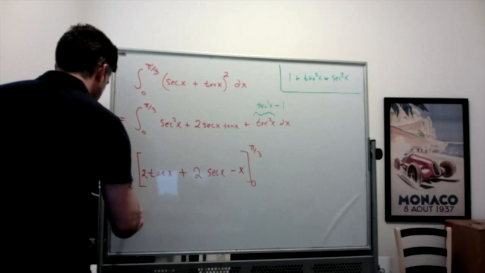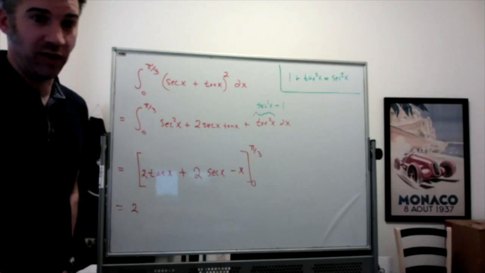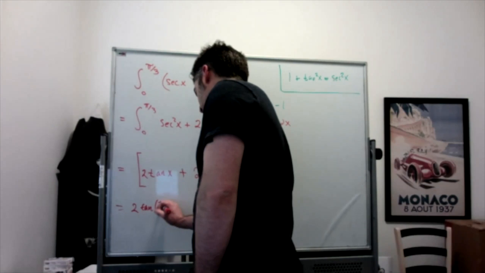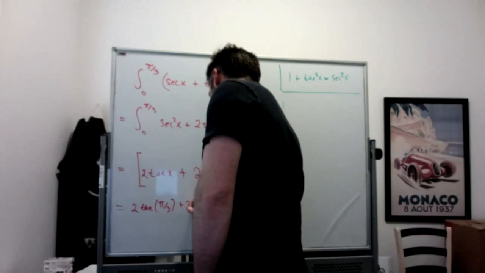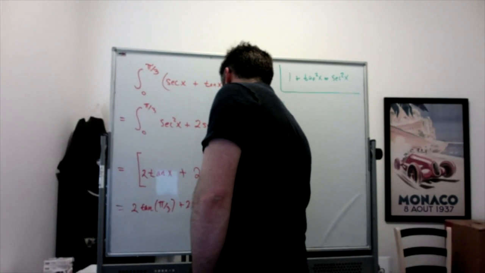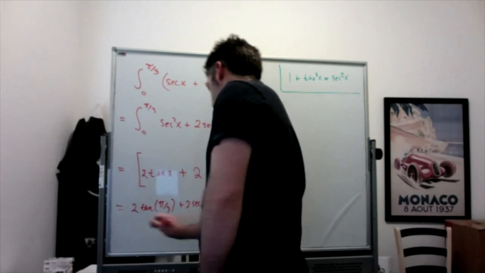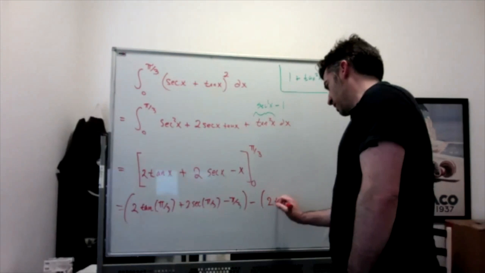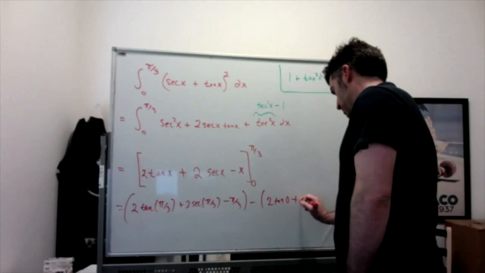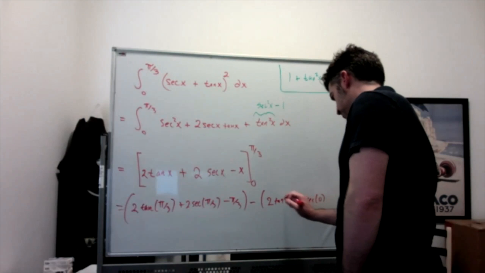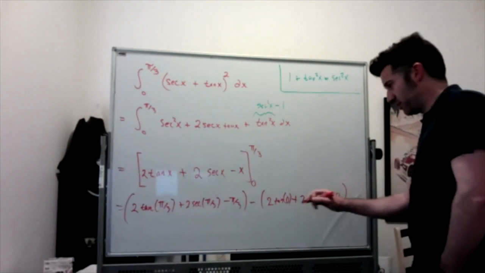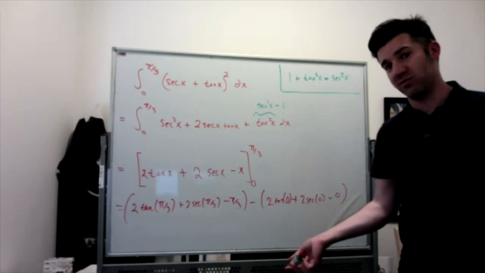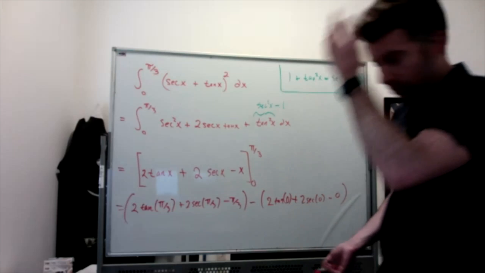Well, in fact, if you don't know, I would suggest writing this. So write, you're going to get 2 tangent of pi over 3 plus 2 secant of pi over 3 minus pi over 3, minus 2 tangent of 0 plus 2 secant of 0 minus 0. And if you do that, at least the person grading will be like, well, they know what to do. They just don't know what tangent of pi over 3 is. But here's what it is.